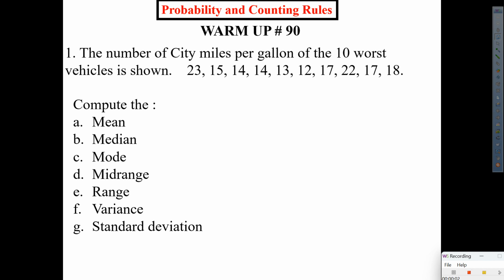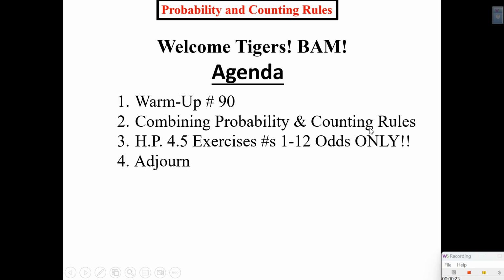Warm-up 90 is on the screen, very similar to the one we did yesterday. So let's finish up, please. Shouldn't take you long. Copy and go. All right, so far so good, yes? Copy the agenda for today on the screen, and leave your Chromebooks open. We are going to need them for the session.